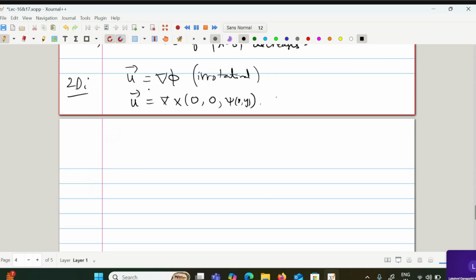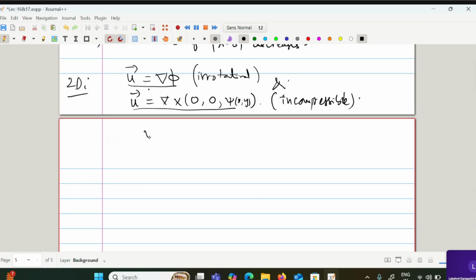Yes, sir. This is for incompressible flow. So if you consider irrotational and incompressible, this is also true, this is also true, isn't it? So you have a stream function which is constant along streamlines, isn't it?